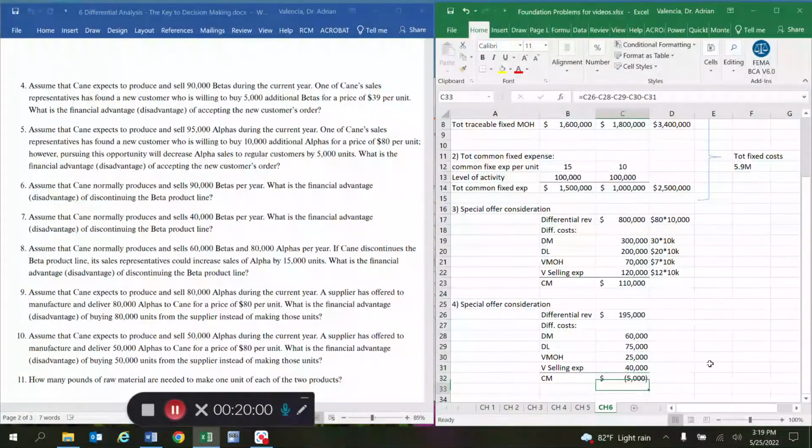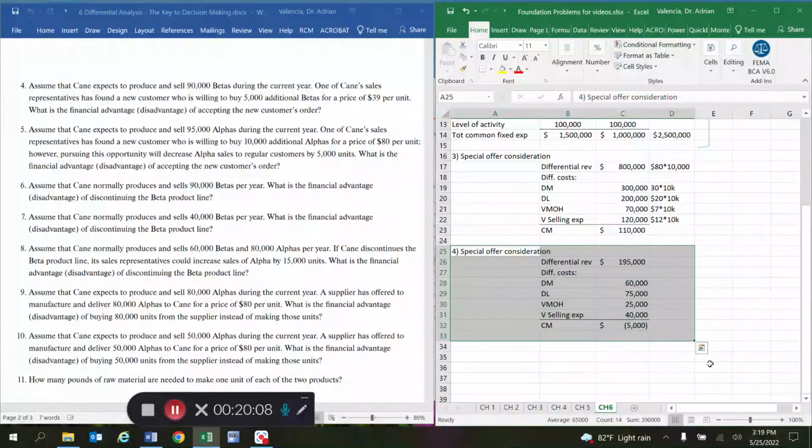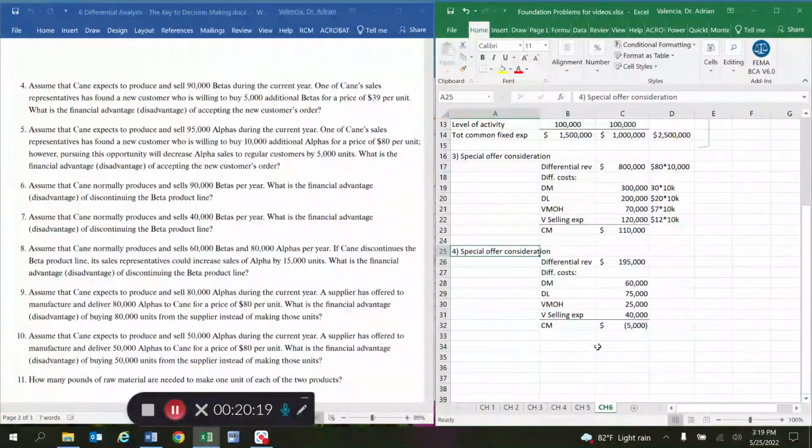And that's 40,000. So this particular special offer is one that from a financial perspective, we would not accept and say, no, thank you. We will continue just selling our 90,000 betas and be happy at that. Now, that's the financial analysis, right? There are qualitative factors and there are qualitative reasons why we might consider this.